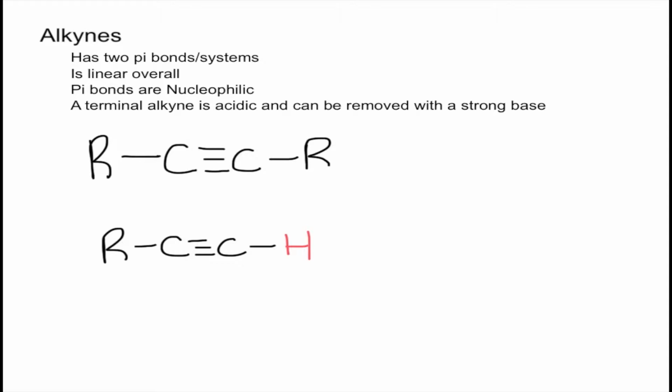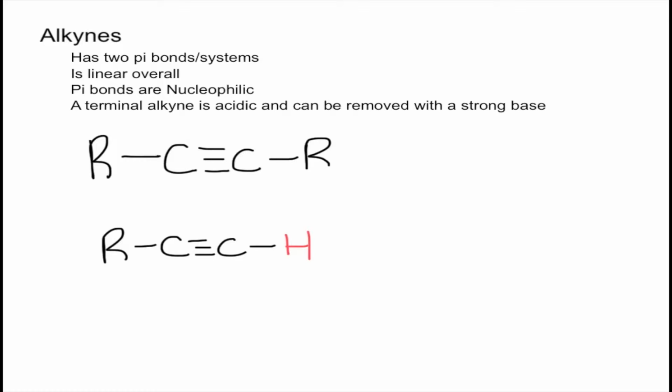The overall structure of this, you can see, I drew it as a line, and so the structure of an alkyne is linear overall. Another thing to remember is that the pi bonds in this triple bond right here in this alkyne act as nucleophiles, so they are nucleophilic.